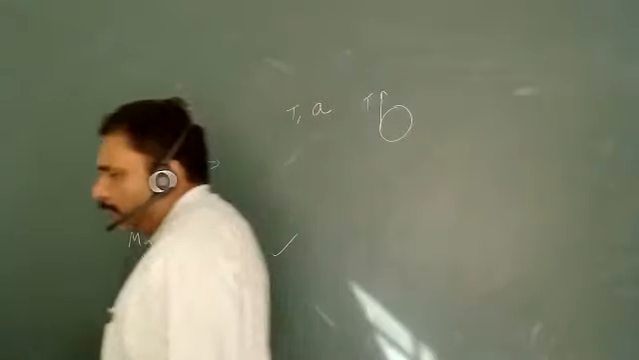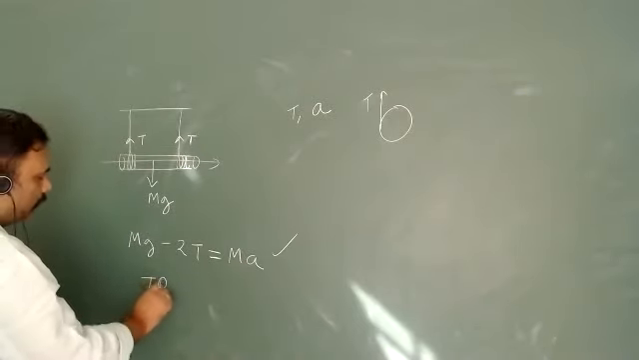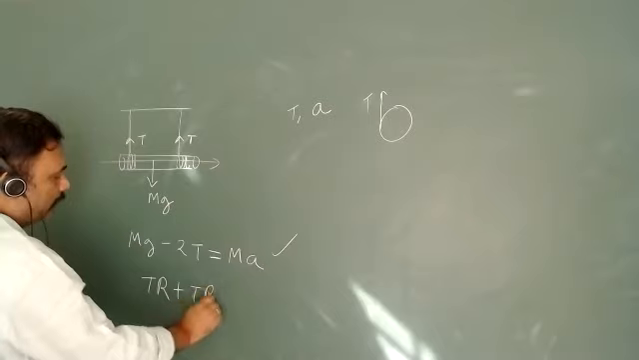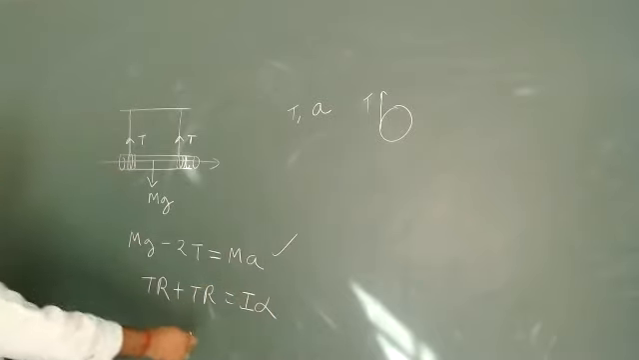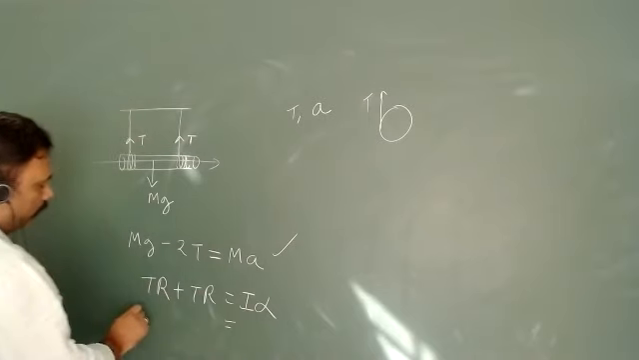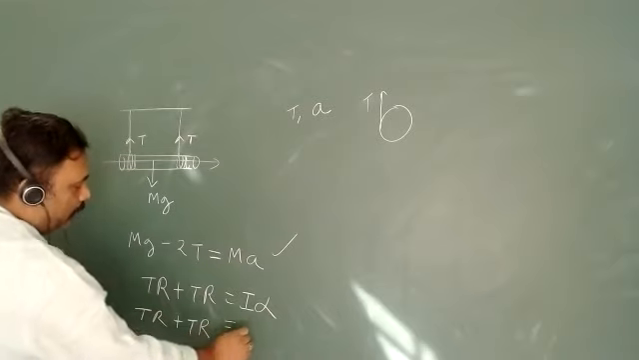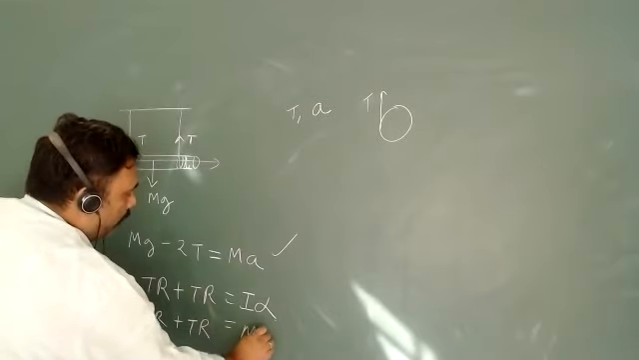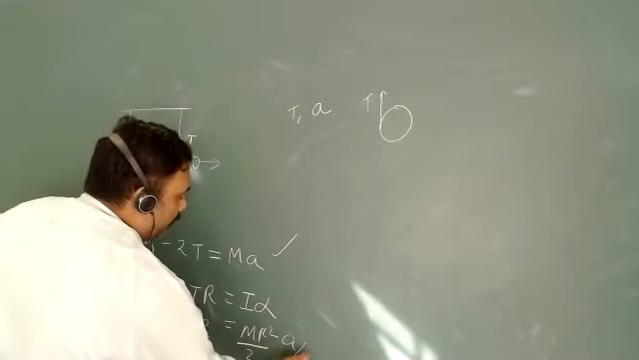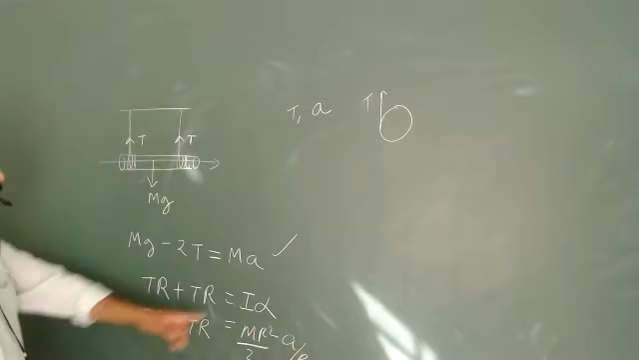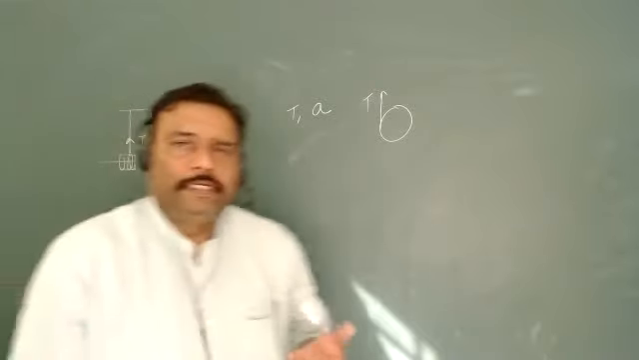So obviously you have torque, and this torque is equal to TR first one plus TR second one is equal to I alpha. And since it is a cylinder, then you can write TR plus TR is equal to MR square by 2, and here A by R. So you can easily write alpha is equal to A by R because it is just a rolling case.